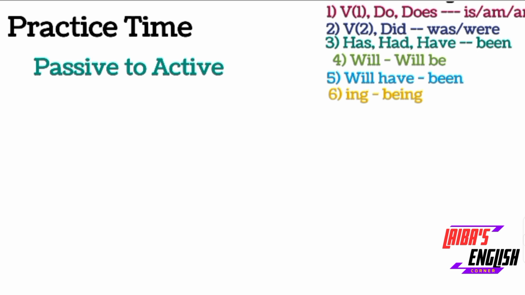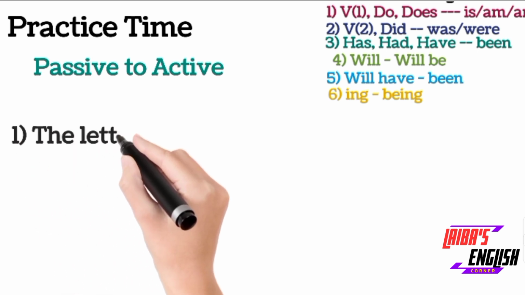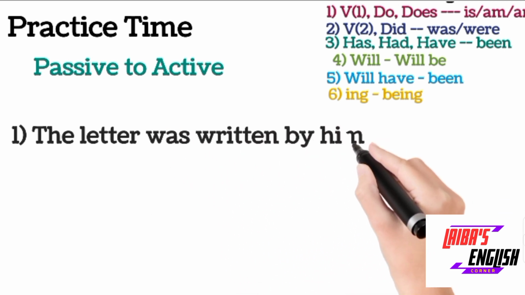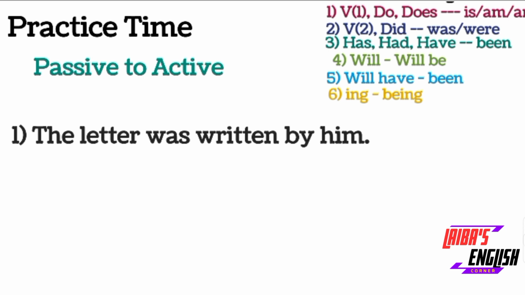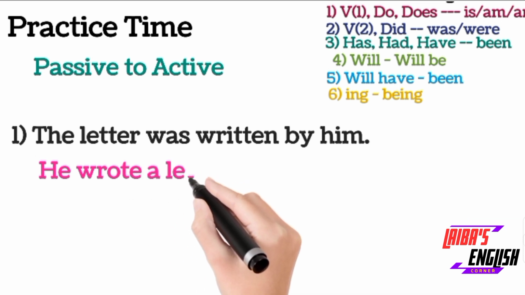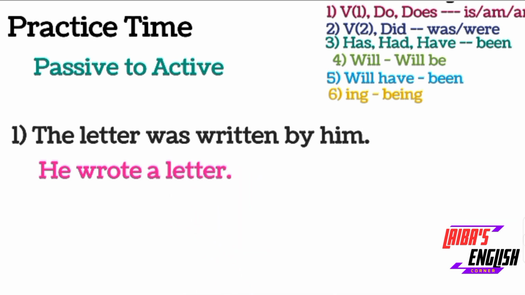First example is, the letter was written by him. So what we have to do is remove all the helping verbs. So was will be removed and we will also remove by, because we use by when changing an active into passive. Now we are making an active, so we will remove by. So him will be changed into he. So, he wrote a letter.